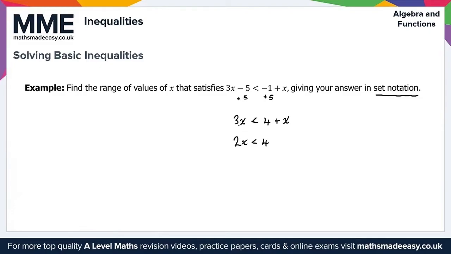Okay, subtracting x off the left hand side and right hand side of this inequality. And finally here, all I want is x here. So to do that, we divide by the coefficient, which is 2. So in that case, we get x is less than 2.